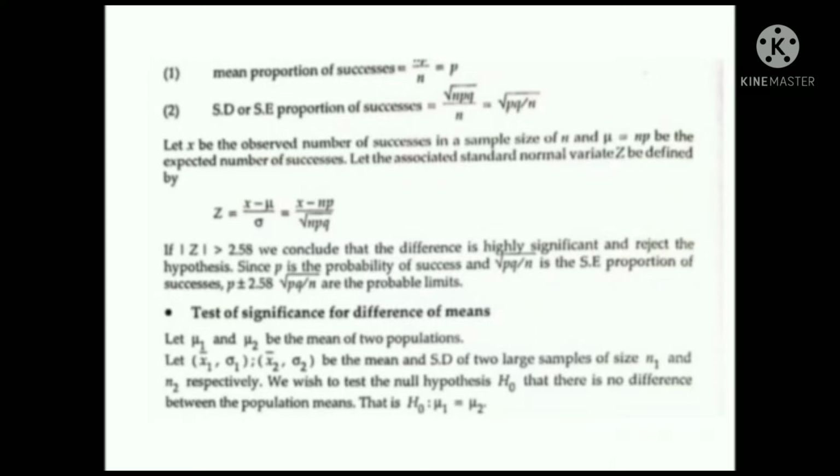Now let us assume two different populations such that the mean of each of these is given by mu1 and mu2. So mu1 represents the mean of the first population and mu2 represents the mean of the second population. Also, let us assume that we collect two different samples, one from each population, such that the size of the sample collected from the first population is n1, and the size of the sample collected from the second population is n2.